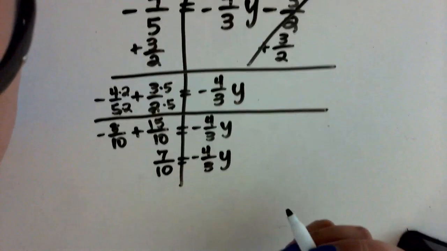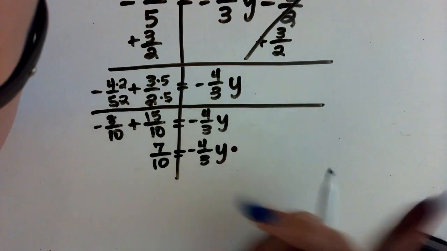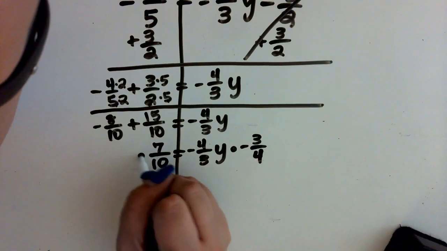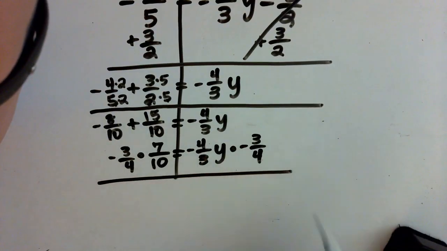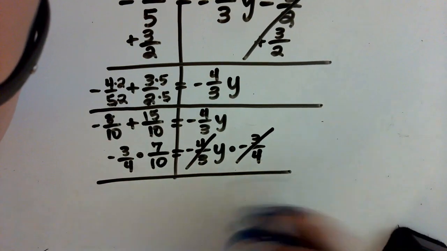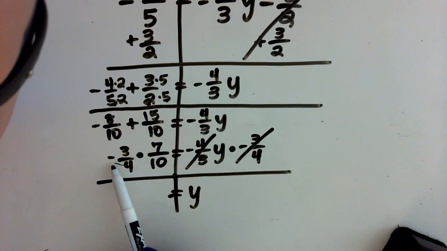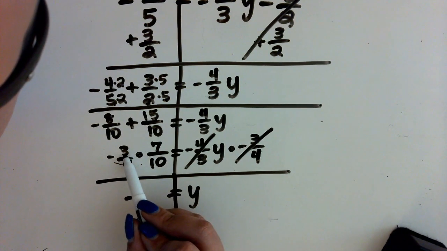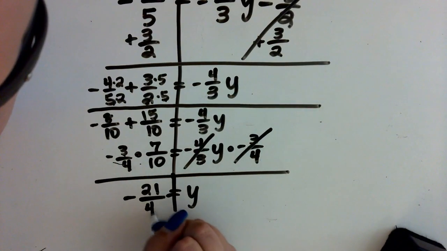Now again, remember we could divide by negative 4 thirds, but instead I'm going to multiply by the reciprocal. We're going to flip it over on its head, which is negative 3/4. And I'm going to do the same on both sides. Okay? Cancel, cancel. We end up with only y. And now, because I have on our left-hand side a negative times a positive, I know my answer is going to be a negative. And here we have negative 3 times 7, which is negative 21, over 4 times 10, which is 40.